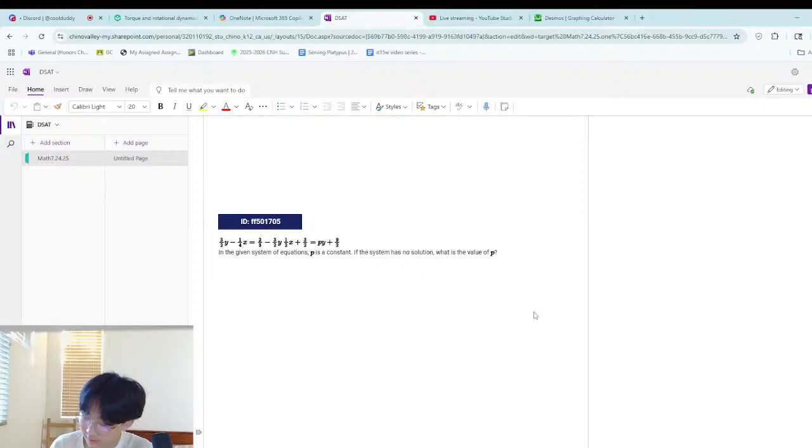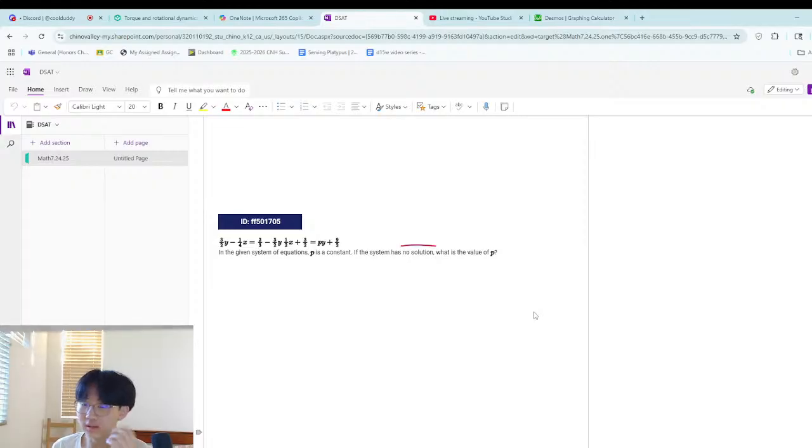Okay, so looking at this question here, in the given system of equations, p is a constant, and if the system has no solution, what is the value of p? The first thing I notice here is the words no solution. Whenever you see that, you have to think of two equations with the same slope, right?